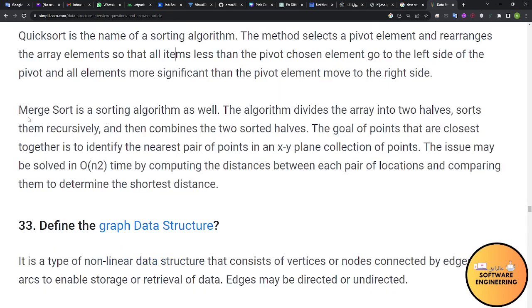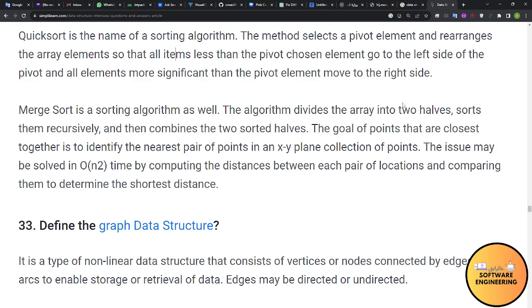طيب تاني الجوريزم الميرج سورت، الجوريزم سورتنج as well. The algorithm divides the array، بيقسم الاري عندي into two halves، لنصين، sorts them recursively، بيقسمهم او بيرتبهم بشكل recursive and then combines the two sorted halves، وبيعمل بعد ما بيقسم النص الاولاني والنص التاني بيجمعهم ويعمل لهم merge مع بعض.